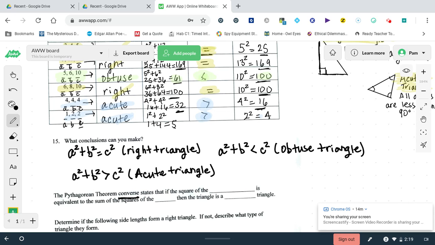So the Pythagorean theorem says that the square of the hypotenuse is equivalent to the sum of the squares of the legs, then the triangle is a right triangle. That's what the Pythagorean Converse says. Now, I'll just expand on the Pythagorean Converse because it can help you also find out whether you're looking at an acute triangle or an obtuse triangle.